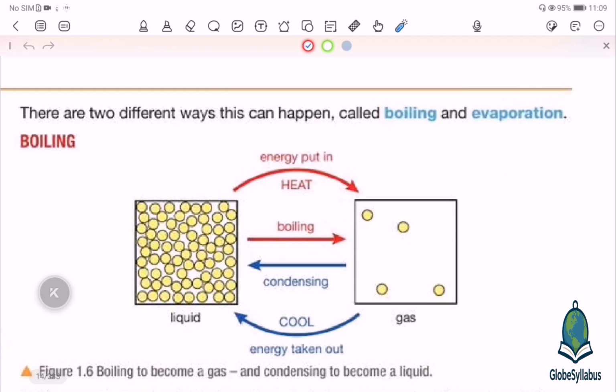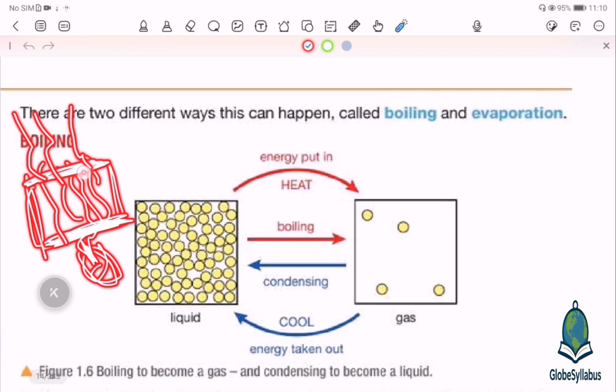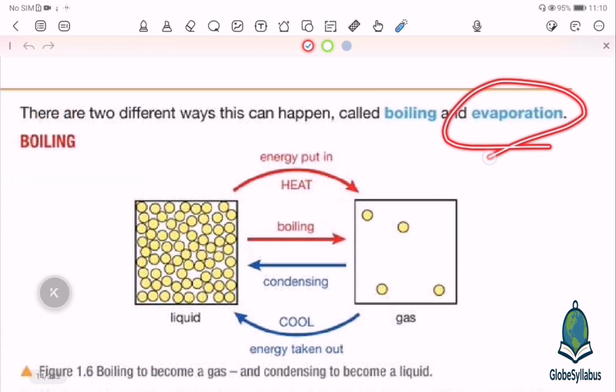Why? Because of the particles at the bottom. For example, this is a beaker, and here we have the fire. The particles at the bottom are closer to the fire, which means they have the most kinetic energy. They will flow up to the surface, and the surface will start to evaporate, even if the whole liquid hasn't hit the boiling point yet. This is called evaporation. So this is the main difference between them.